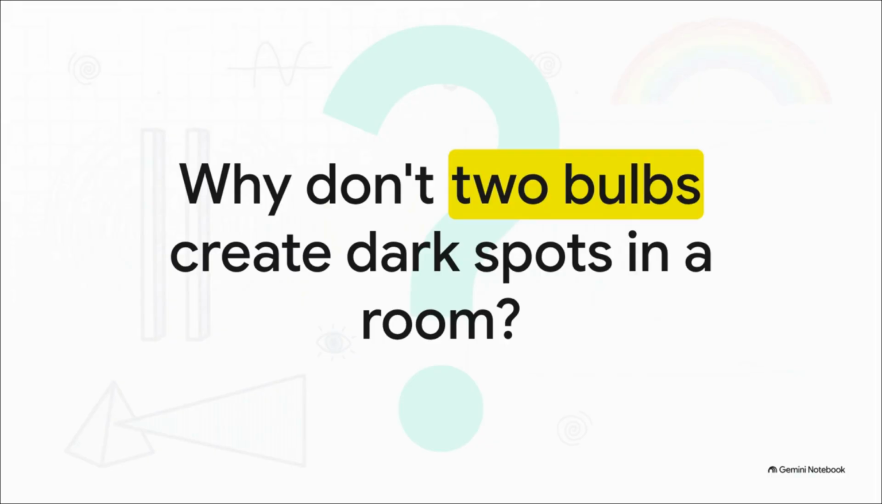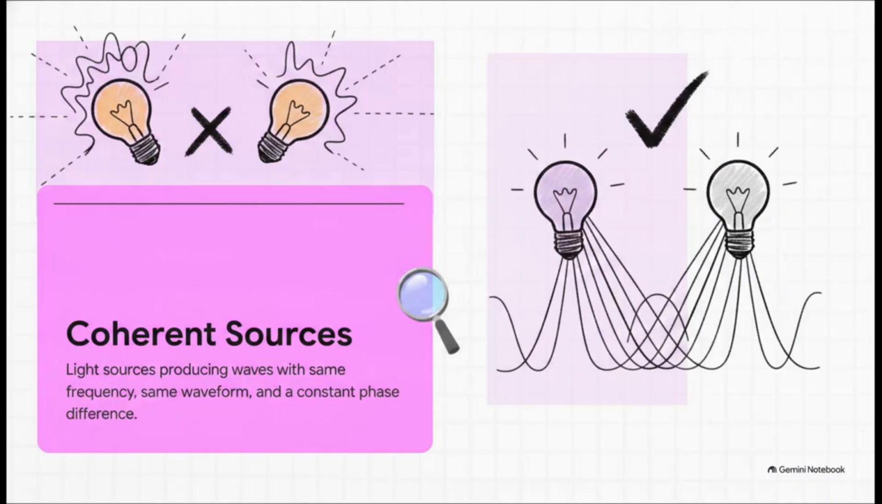Okay, so the math is solid. But that brings us to a very practical, real-world question. If light plus light can create dark spots through destructive interference, why don't we see dark, zebra-striped shadows flying across the room when we turn on two separate light bulbs in our living room? I mean, the math says it should happen, so why doesn't it? The answer lies in the strict environmental conditions required for interference to happen, specifically something called coherent sources.